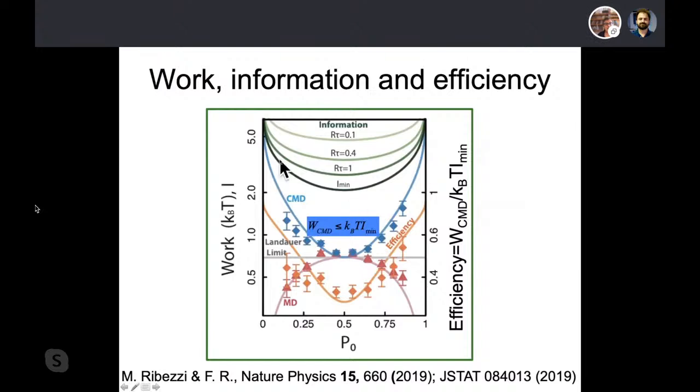Now you can put all the information together, and you can show the work for the different realizations of the Szilard engine. In red, you can see the classical Szilard. So the average work that you can extract is shown as red triangles with the formula, which is a continuous red line. The Landauer limit is the gray line, kBT log 2. Now the blue is the continuous Maxwell Demon, which has as a lower bound now the Landauer limit. It's not an upper bound.